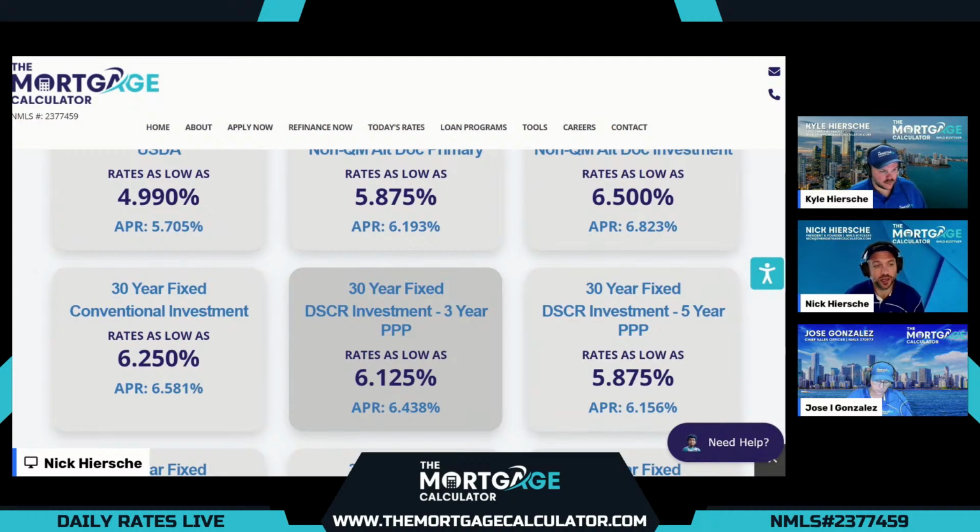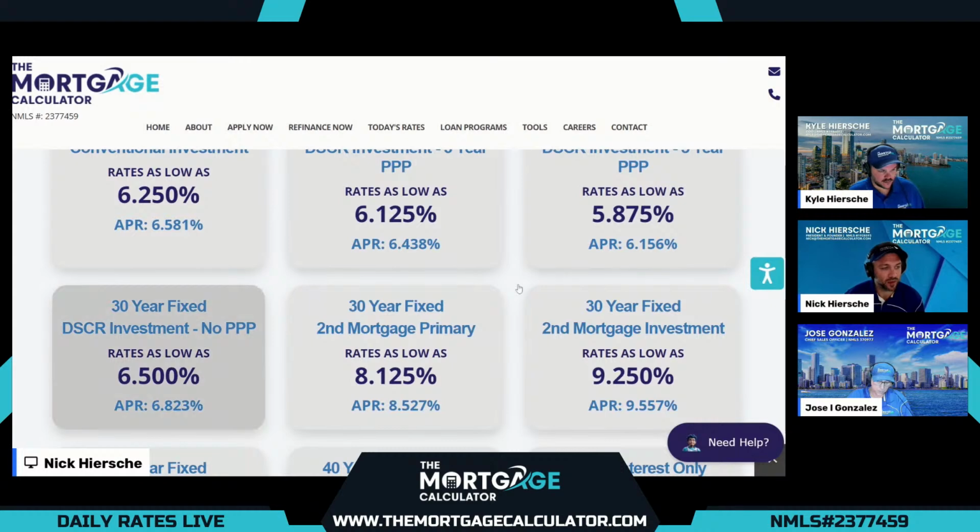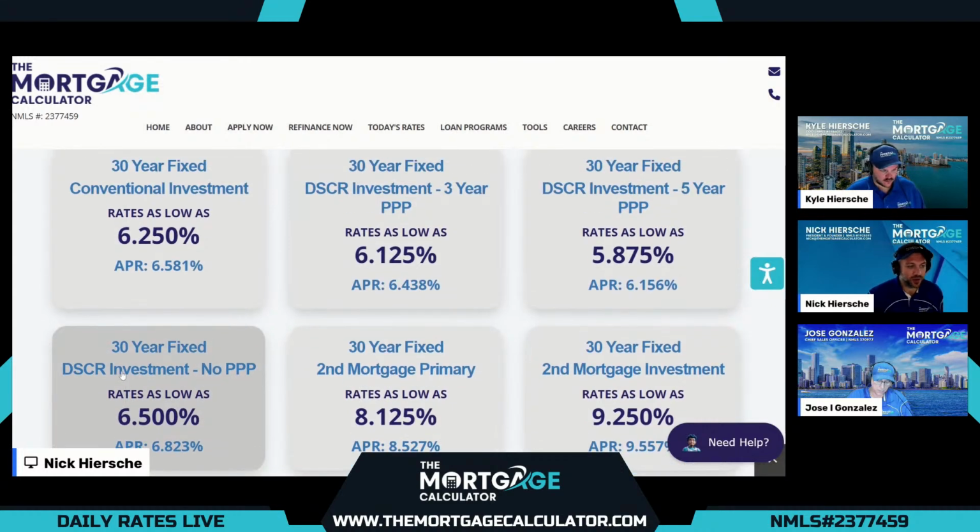First up, our 3-year prepayment penalty option coming in today, 6.125 rate, final APR 6.438, just a touch cheaper than conventional, which is amazing. And we can add a 5-year prepayment penalty to sweeten the deal even more. Rates as low as 5.875, final APR 6.156, which beats the conventional option if we add the 5-year prepay, which is amazing. And we have our no prepayment penalty option for DSCR.